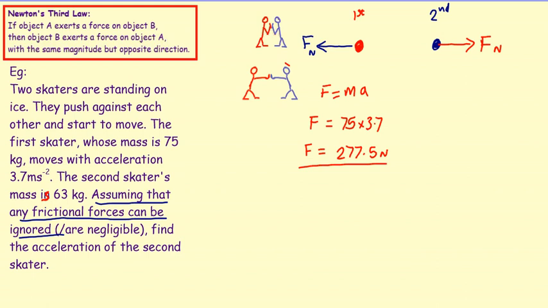Let's move over to the second person. Again, do exactly the same thing. Once we've got our diagram, apply F equals ma. Now, I'm just going to take a moment to come back and label my positive. I should have done this at the beginning. My positive direction is going to be to the left. That's what I've done here. Positive force, positive acceleration as the first skater moves that way.